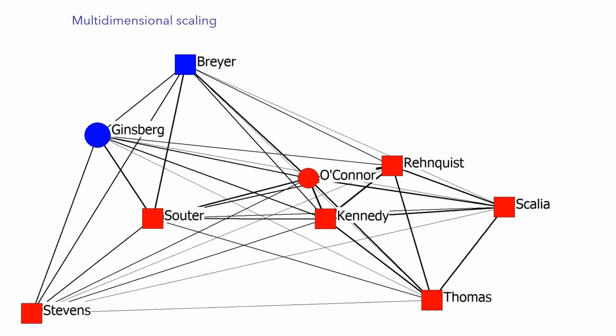This is a network visualization I created. Node color represents political party affiliation. Node shape represents gender. The thickness of ties represents tie strength. For the layout, I used multi-dimensional scaling.